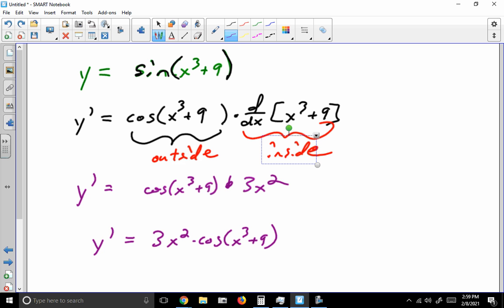So our derivative, we would call that 3x to the second times cosine of x to the third plus 9. We would not multiply that parenthesis times 3x squared because this is inside cosine. That is the input for cosine. Remember, cosine is a function, so that's its input. All of that is times 3x squared. So putting the 3x squared out front takes away any confusion there, hopefully.